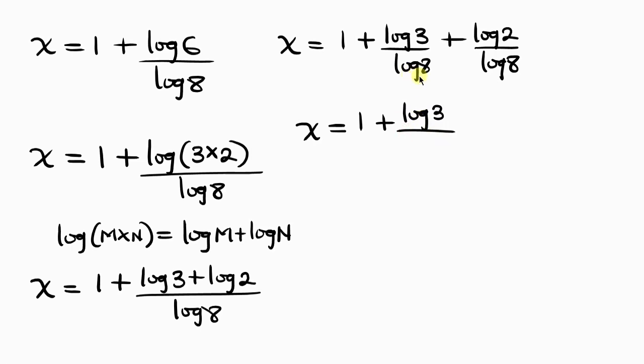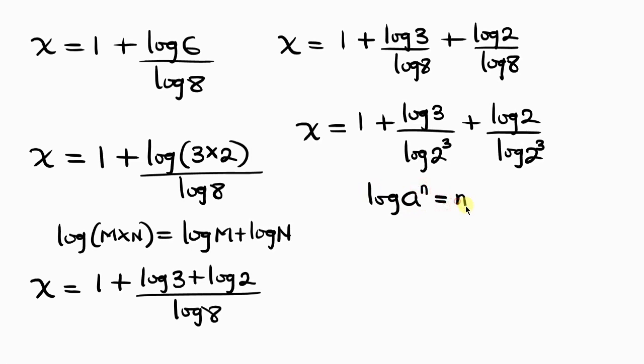Now log 8 is the same as log 2 cubed, since 2 cubed is the same thing as 8, plus log 2 all over log 2 cubed, which is 8. Well, our next step will be for us to apply the law of logarithm, which says, for example, when I have log a to the n, this is equal to n log a, which is making the exponent a base and using it to multiply log a. So we're going to be applying that here on the denominator. So let's go.